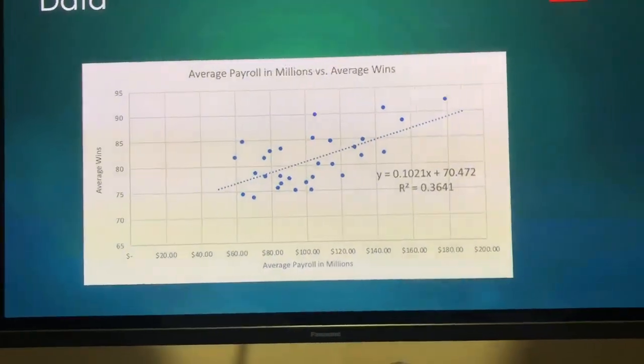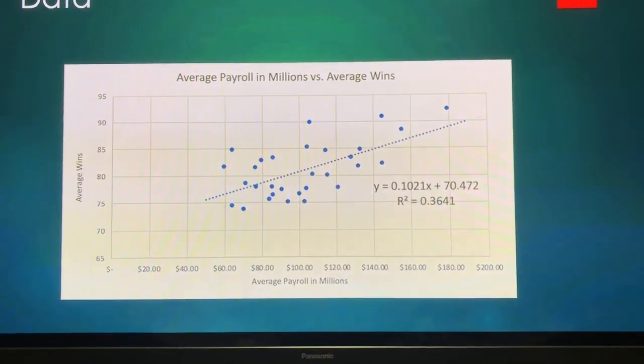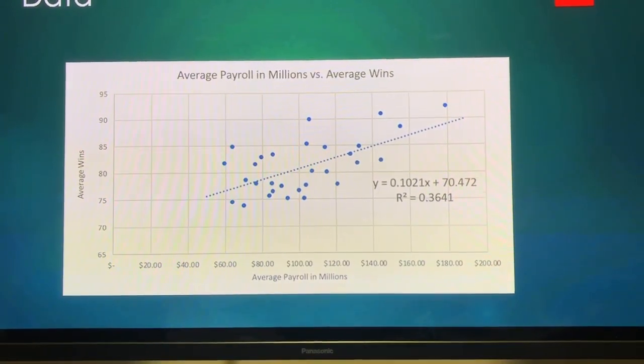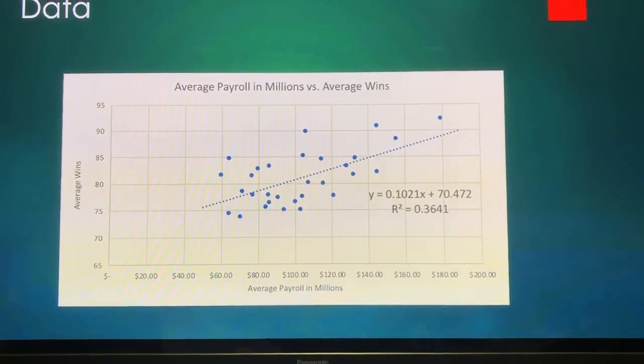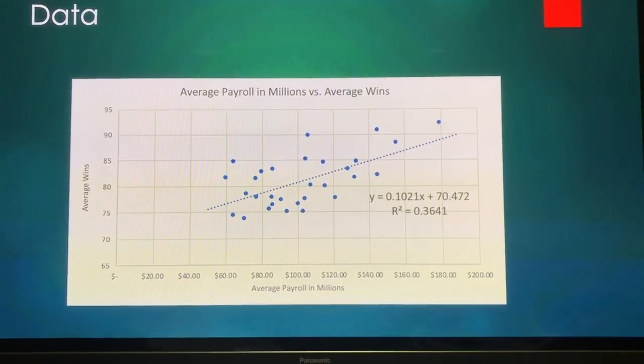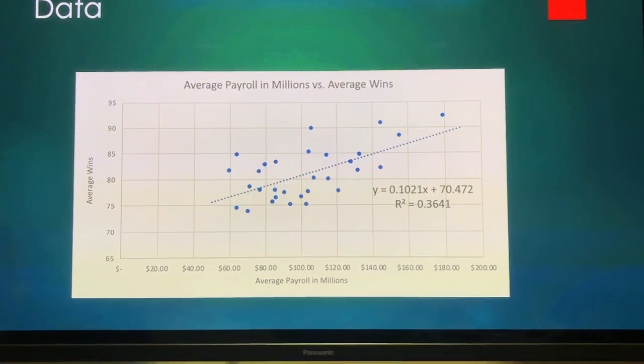This is just a scatter chart that shows the average payroll and the average number of wins, and we included the regression line and equation as well as the coefficient of determination.